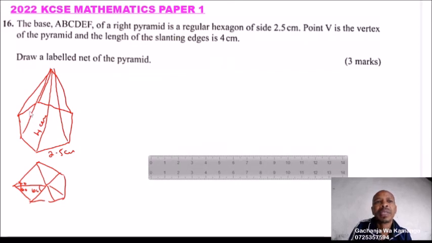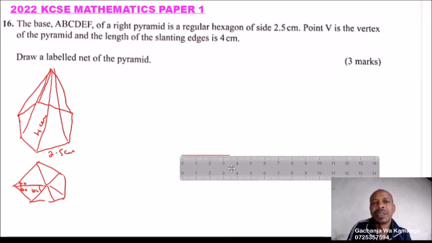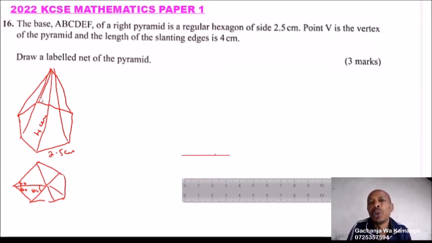So you take a ruler and you draw a line. This line we can measure. You can still use a ruler to measure, or you use a compass, or you use a divider. Any you can do. So this is where we have 2.5. So we have marked the 2.5 mark. So from there, this is what we have, our line 2.5, one of the sides. We draw an angle of 120 so that we get the next line.